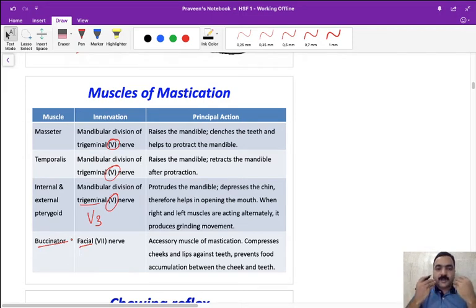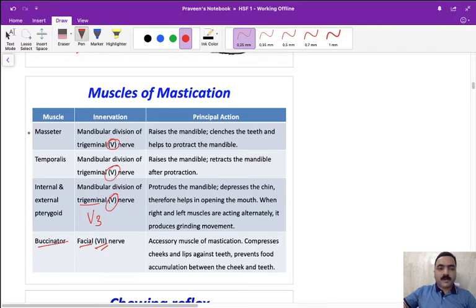When facial nerve paralysis happens, what will happen? You get drooling of saliva. You may not have a problem with the actual mastication, but because the cheek muscles, the buccinator, are weak, you get drooling of saliva. So the seventh nerve is not mainly concerned with mastication, but is still an accessory. The major nerve that supplies is the trigeminal.